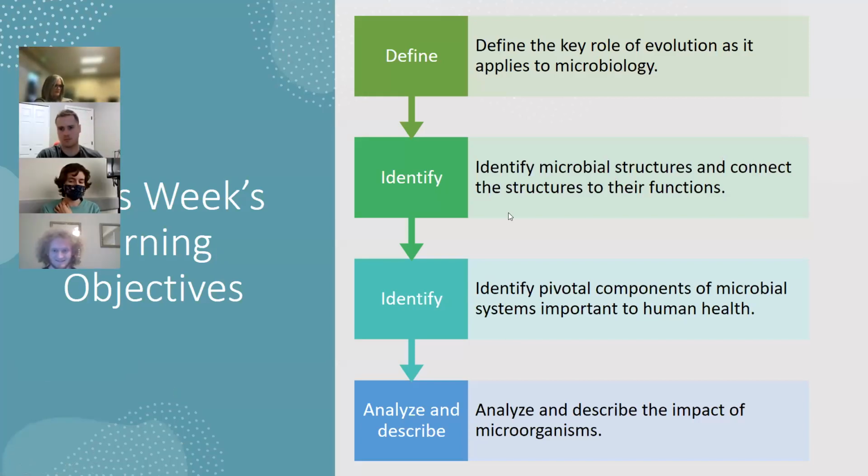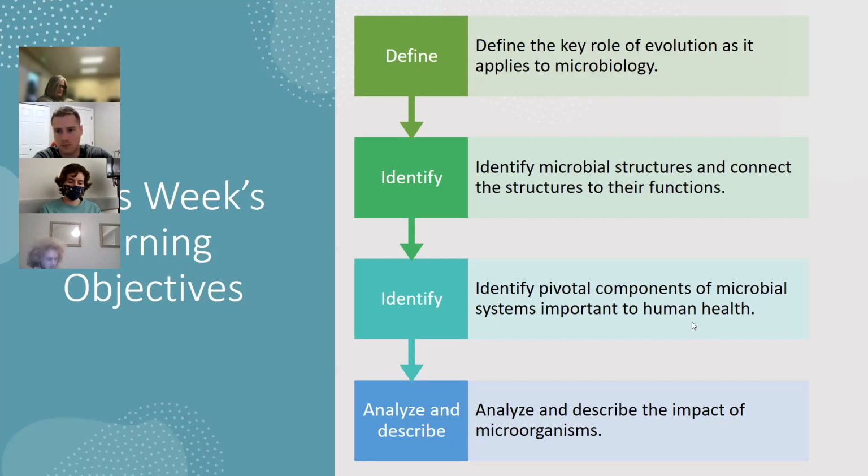All right. So here are the 4 course learning objectives that we're going to cover this week. Define the key role of evolution as it applies to microbiology. Identify microbial structures and connect the structures to their functions. That's one that we're going to be doing a lot through this semester. Identify pivotal components of microbial systems important to human health.